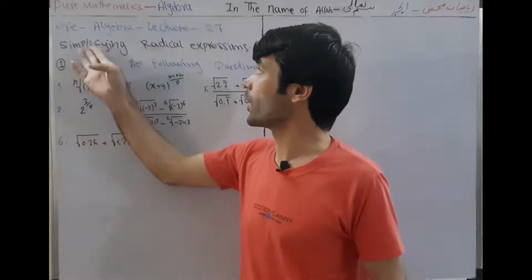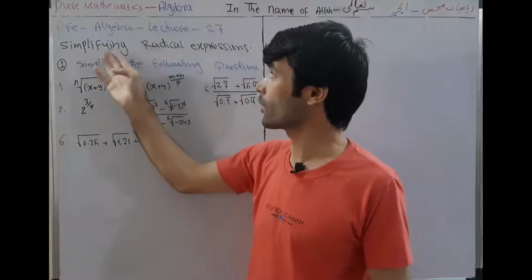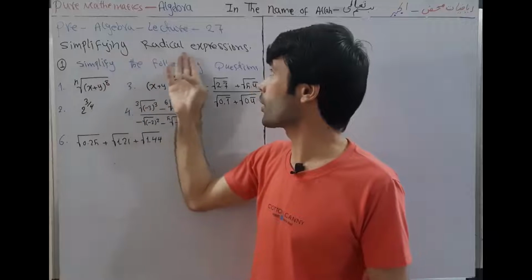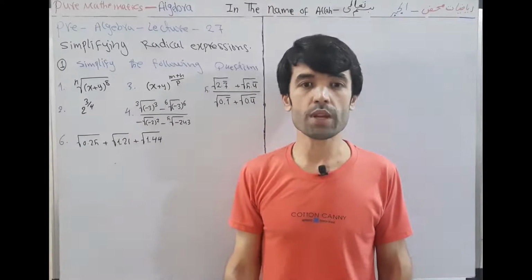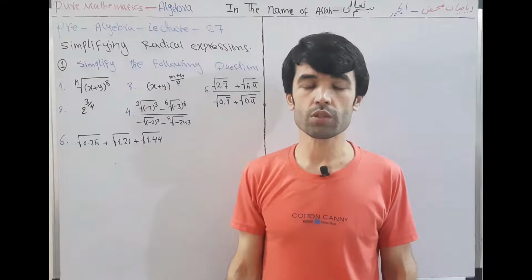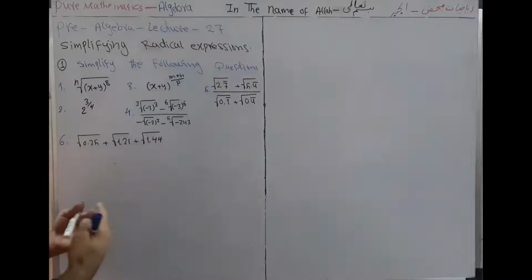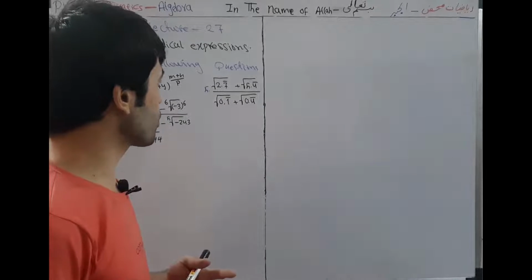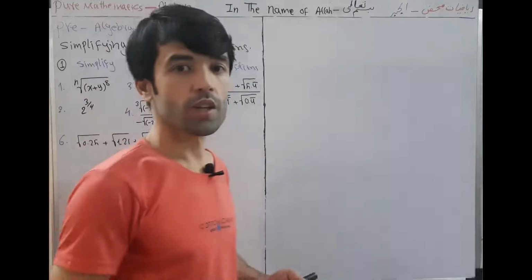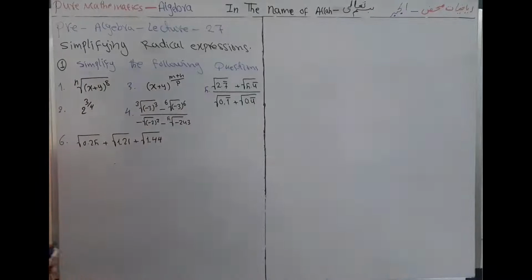It is pre-algebra class lecture 27, and the title of this lecture is Simplifying Radical Expressions. Here we will solve some radical expressions. In the previous lecture we studied the concept, the notion of roots, and properties of roots. Now we want to solve these questions according to those rules.